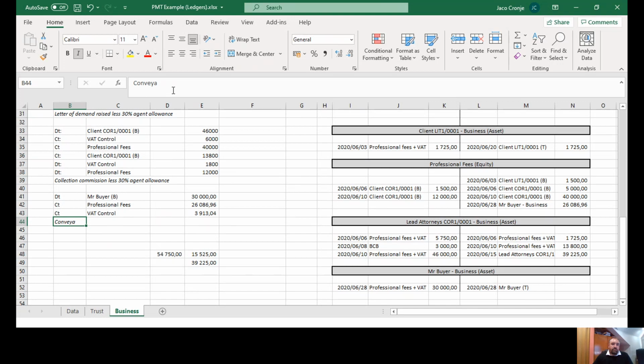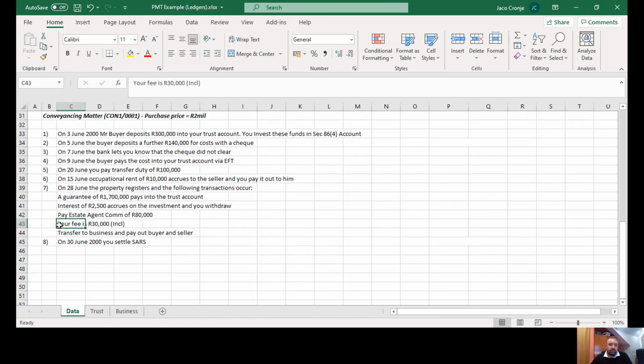Okay, so conveyancing fee. Okay, and that's our description. So this is to raise the fee for the conveyancing transaction. It's not yet transferring it to business. We're only raising the fee to say that is the value of my fee.